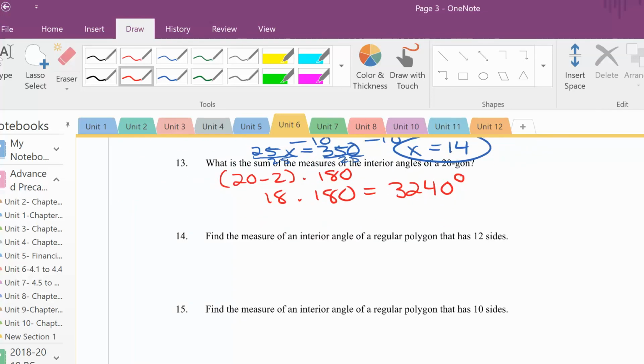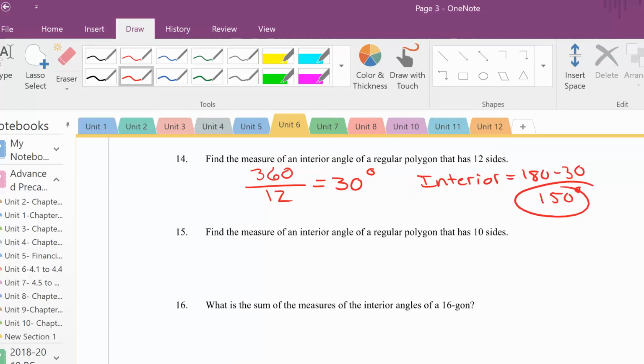Find the measure of an interior angle of a regular polygon that has 12 sides. Well, the easiest way is to find the measure of the exterior angle. So 360 divided by 12 is 30, and then the interior angle is 180 minus 30, which is 150 degrees.